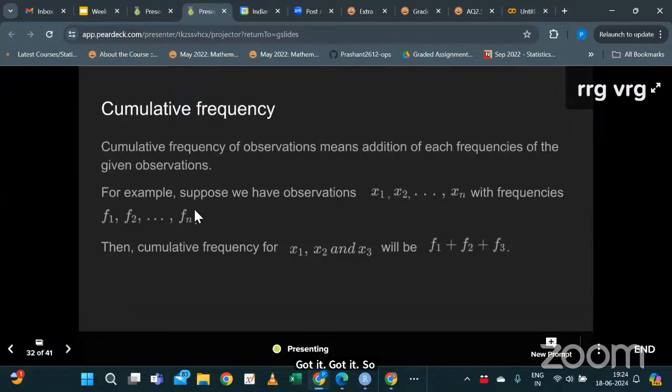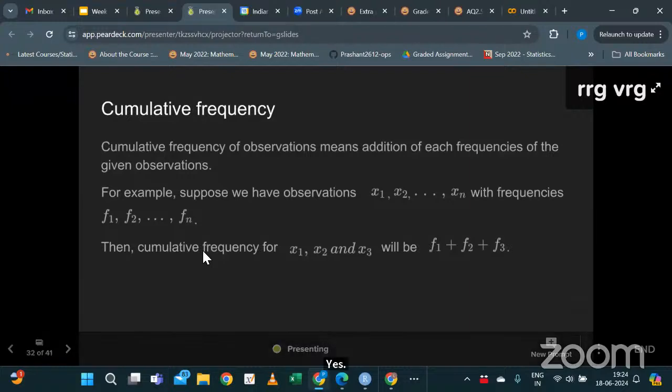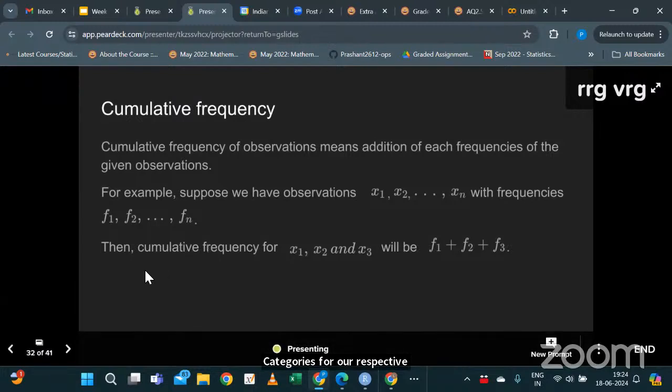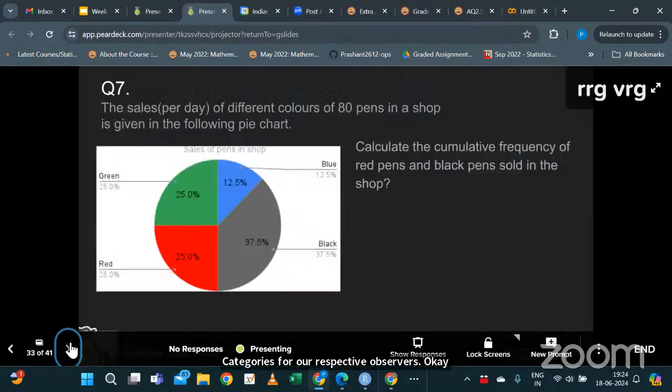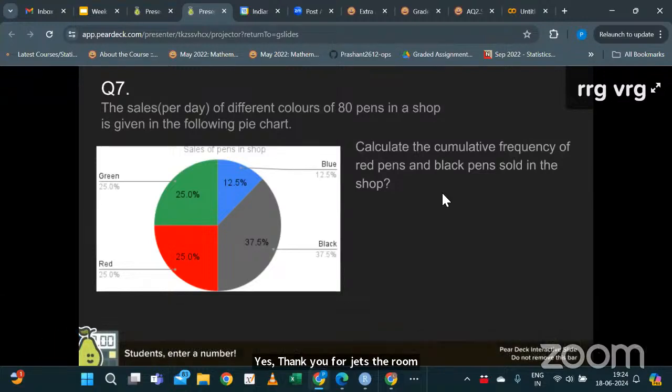Is this clear to all of you? Can you please repeat, sir? Yes, sir. Whatever the cumulative frequency, suppose I ask the cumulative frequency for x1, x2, and x3, then you have to add the frequencies of the respective categories or respective observations. Okay.